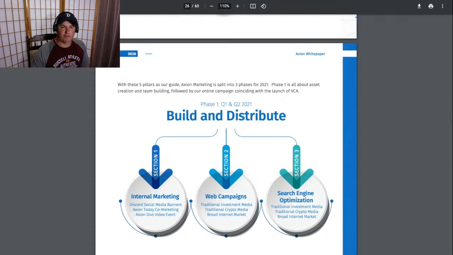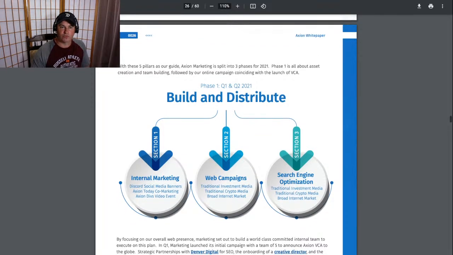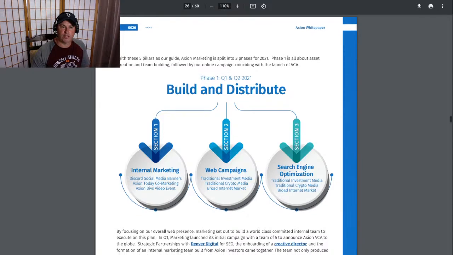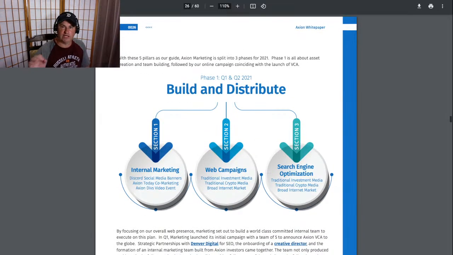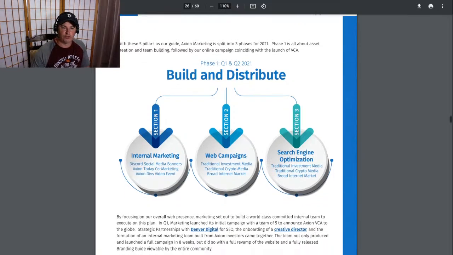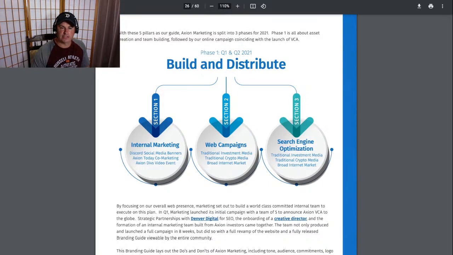So with these 5 pillars as our guide, Axion marketing is split into 3 phases for 2021. Phase 1 is all about asset creation and team building, followed by our online campaign coinciding with the launch of VCA. So VCA launched on the 12th of March. We've had 5 of them so far, very successful, all of them. And so now the marketing is really starting to ramp up over the next weeks and months and years ahead. So pretty exciting stuff. So section 1, internal marketing. Section 2, web campaigns, and section 3, search engine optimization.